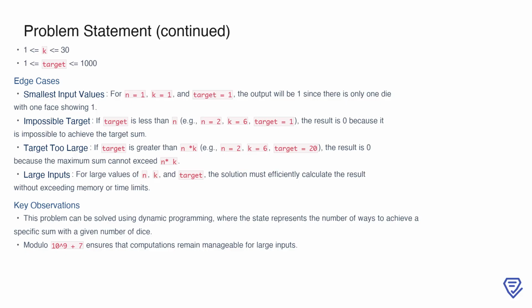For large inputs, efficient computation is crucial. By using dynamic programming, we can break the problem into smaller states, where each state represents the number of ways to achieve a specific sum with a given number of dice. The modulo operation ensures calculations remain efficient, even for the largest inputs.